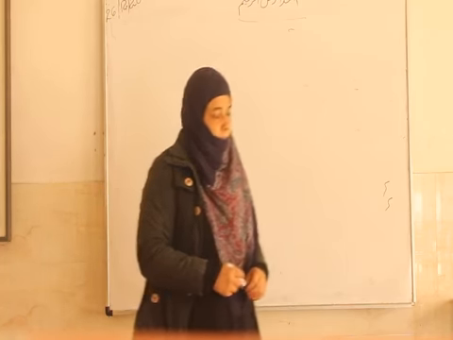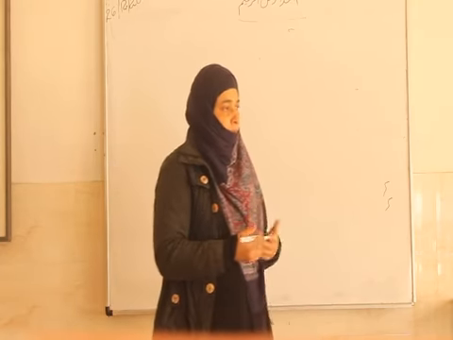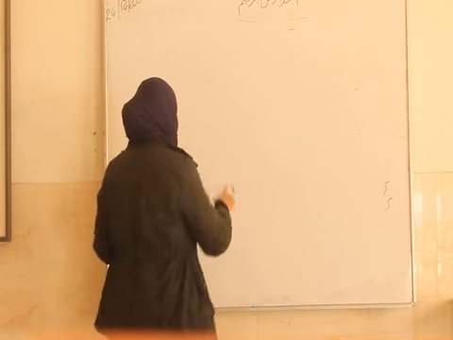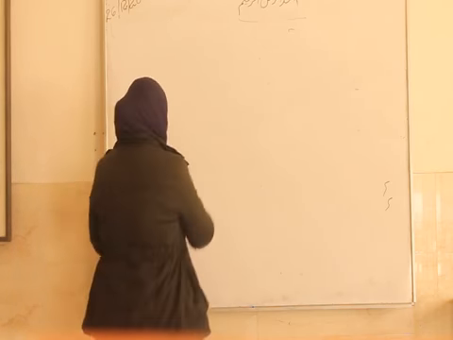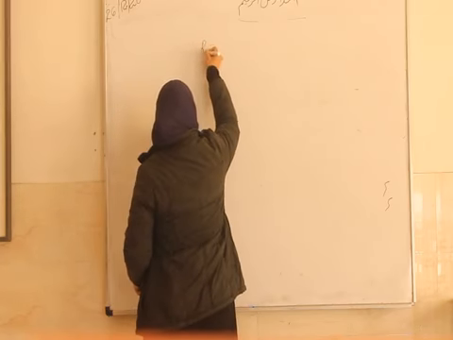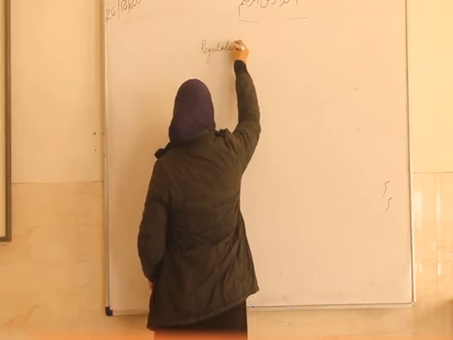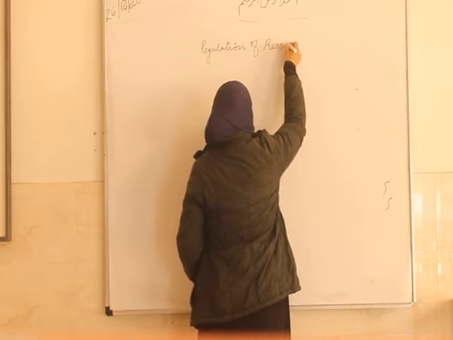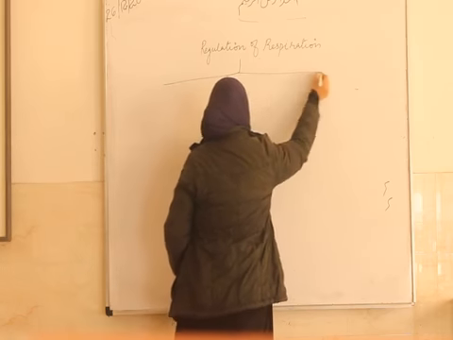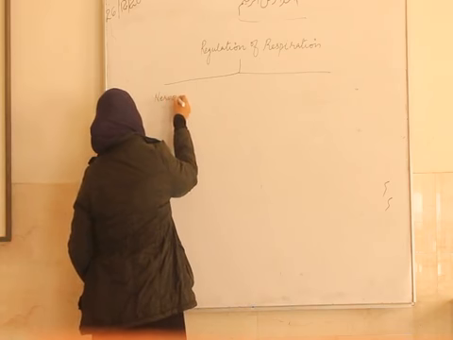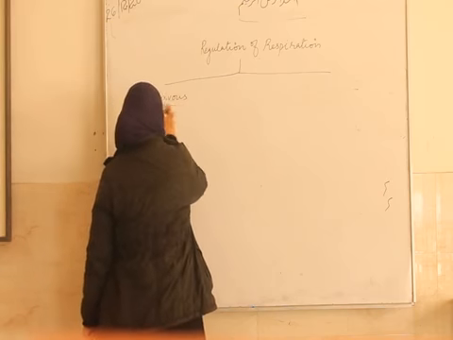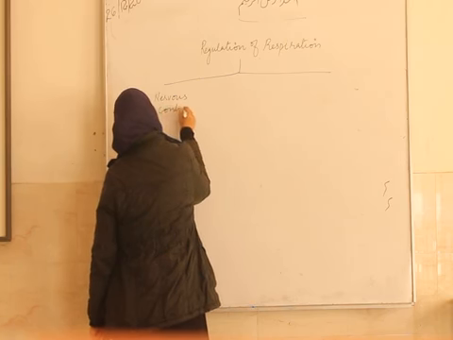Now the breathing mechanism. Regulation of respiration means from where it is regulated. It is regulated by nervous control and chemical control. Respiration is controlled by the nervous system, meaning nerves control, and chemical.